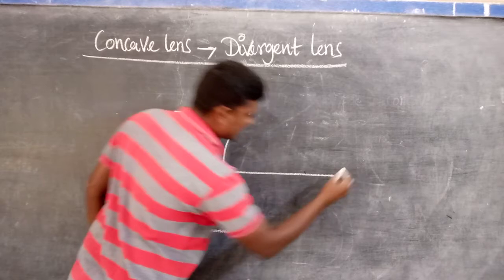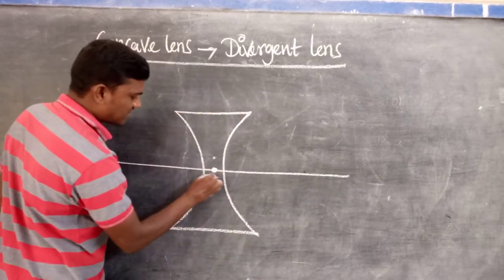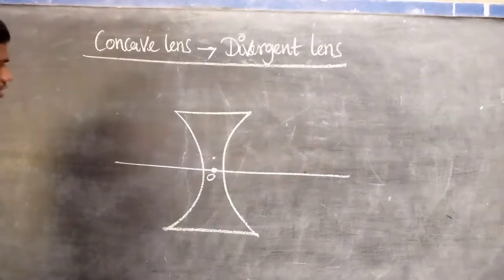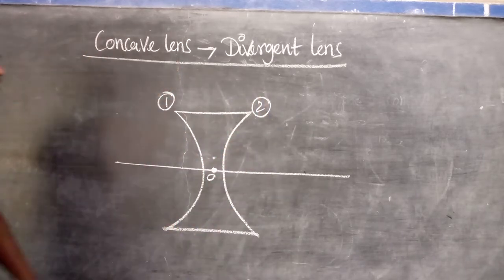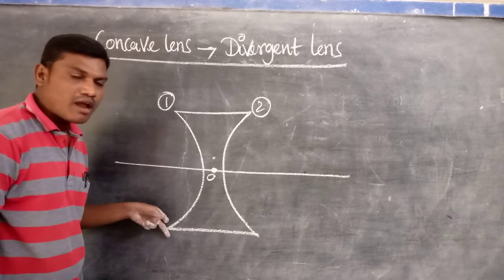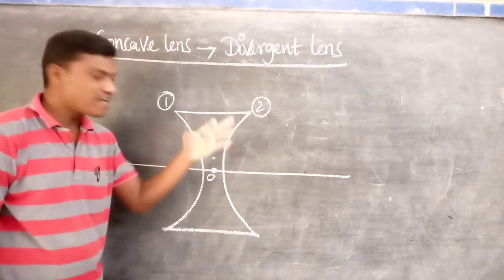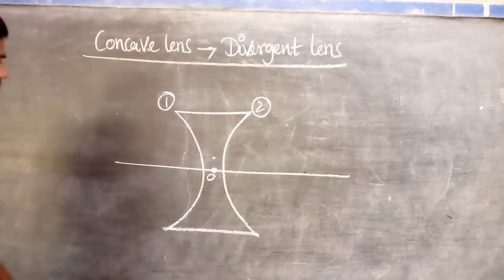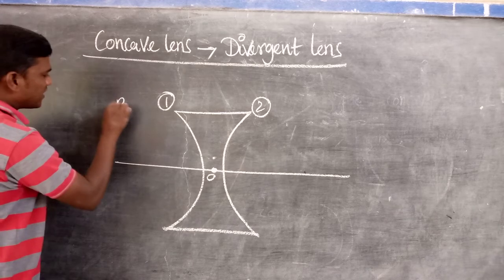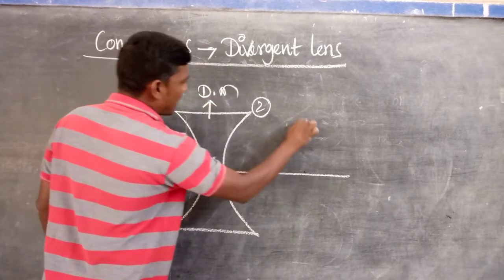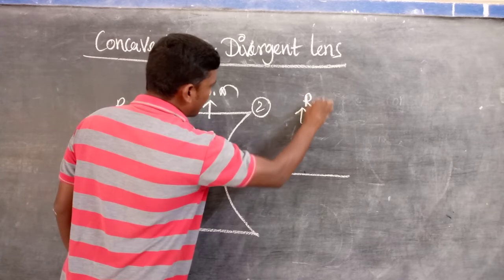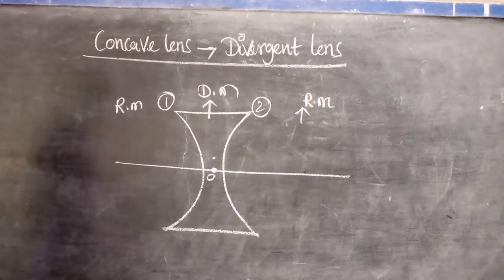It is the principal axis. It is the optic center O. Here also, how many spherical surfaces will it have? It is the first concave spherical surface. It is the second concave spherical surface. Here it is the rarer medium. It is the denser medium. Again it is also a rarer medium.